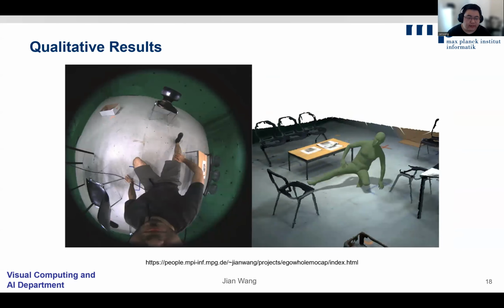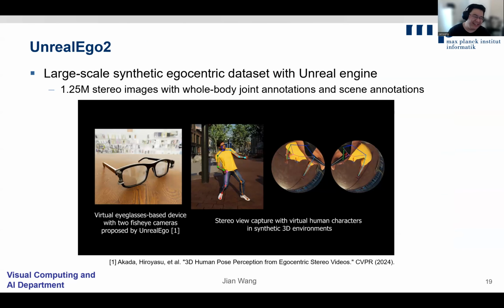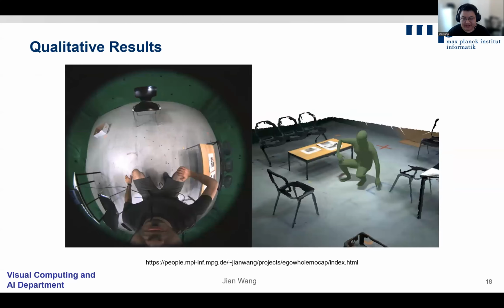Okay, this is super cool. This is really nice. Okay, so let's go to the second paper at 3DV this year. The second paper somehow solves the first problem, the dataset problem, and it's called UnrealEgo2. From UnrealEgo, you might think this is something related to the Unreal Engine, and this is true. One of the biggest contributions of this paper is that we generate a very large-scale dataset that comes with ground truth annotations.